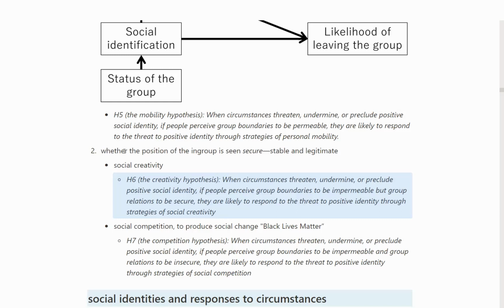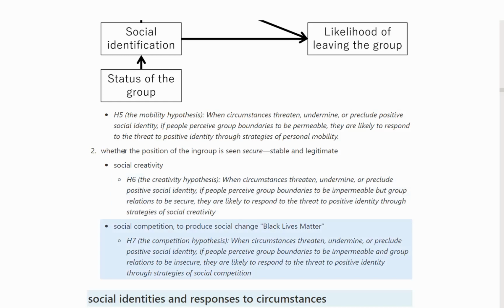Social creativity here means that people try to be creative in terms of seeing their group. So they try to see positive aspects of their group, or try to present positive aspects of their group that others have not yet noticed.